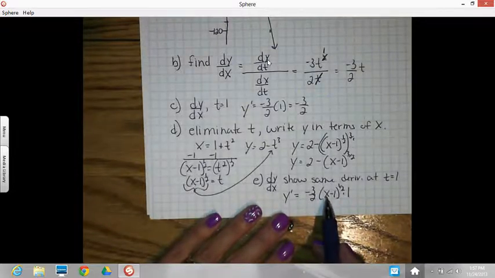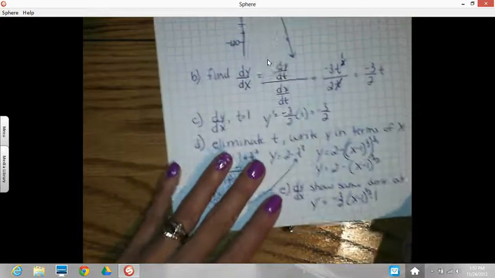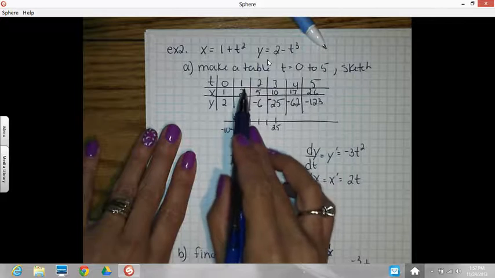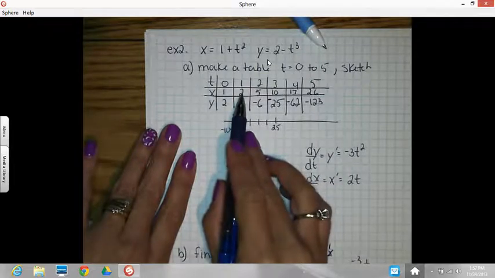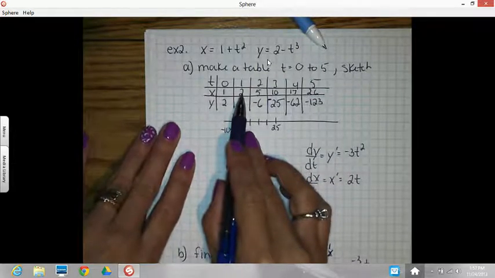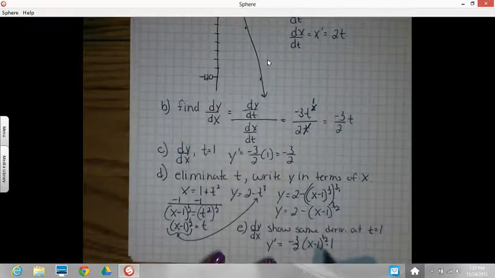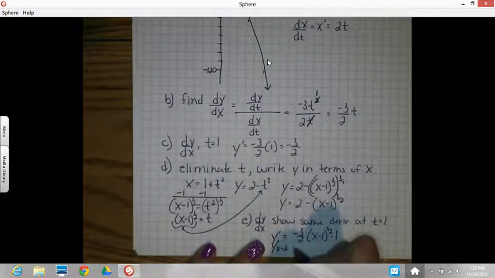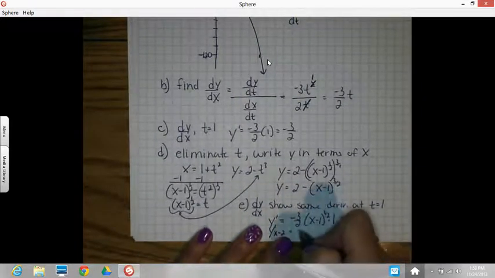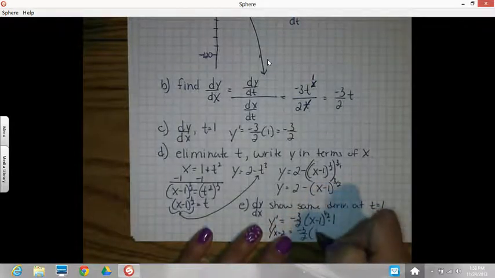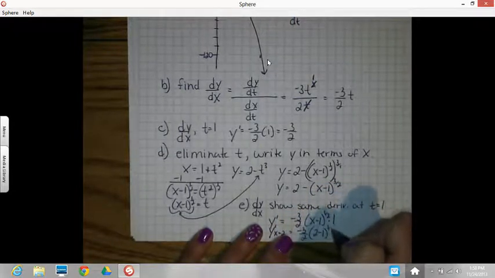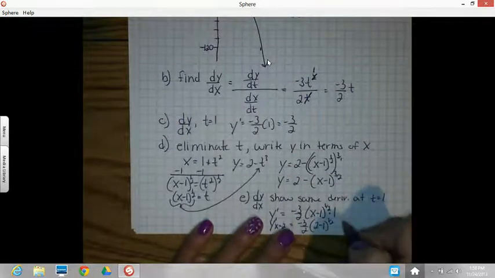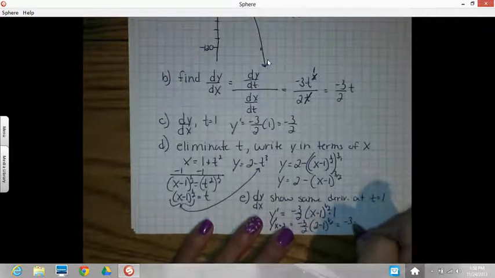So what I need to do is go back to my table. Well, when t equals 1, x was a 2. So if I substitute in 2, I should be getting the same derivative as I got in the other part. So I'm going to put 2 in for the x here. So y prime when x equals 2 is negative 3/2 times 2 minus 1 to the 1/2 times 1, I don't care. So 2 minus 1 is 1. Square root of 1 is 1. I get negative 3/2. And that's exactly the same thing I got there.